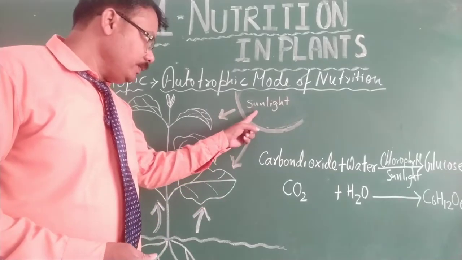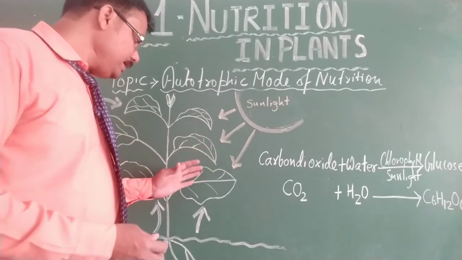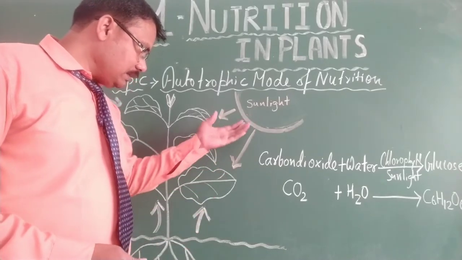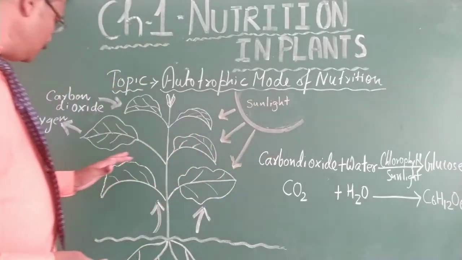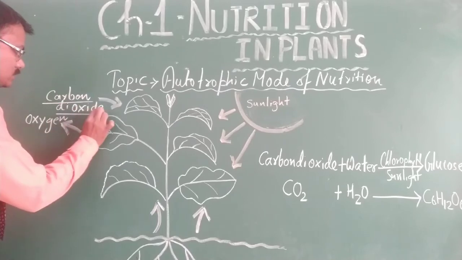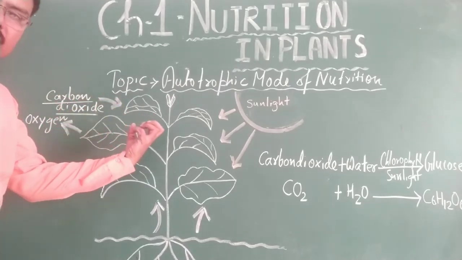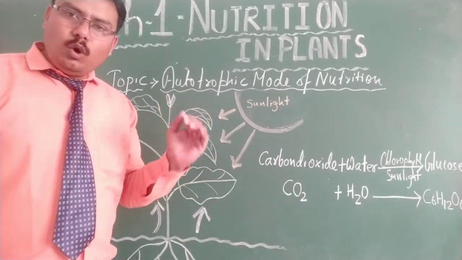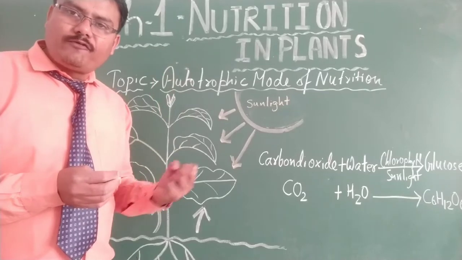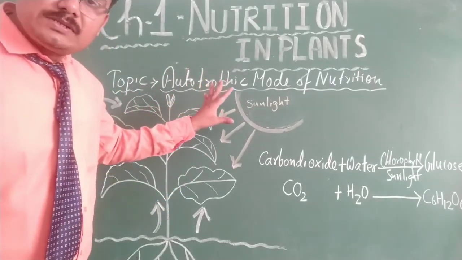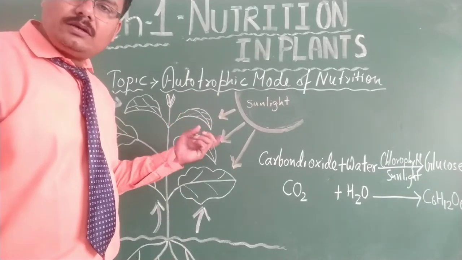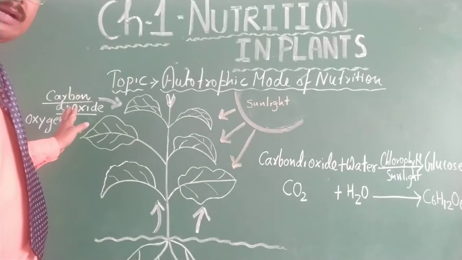This is the sunlight I have drawn here. They trap the sunlight energy, called solar energy, and they take water and minerals from the soil, and the leaf takes the sunlight as well as carbon dioxide from the atmosphere. You can see I have drawn the carbon dioxide here. The leaf takes carbon dioxide through the stomata, the small openings under the leaves, from the atmosphere. Sunlight is taken by the chlorophyll present inside the leaf.